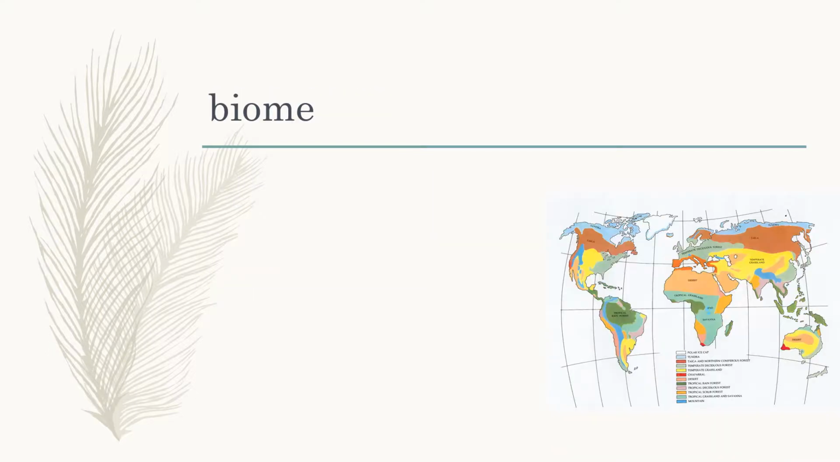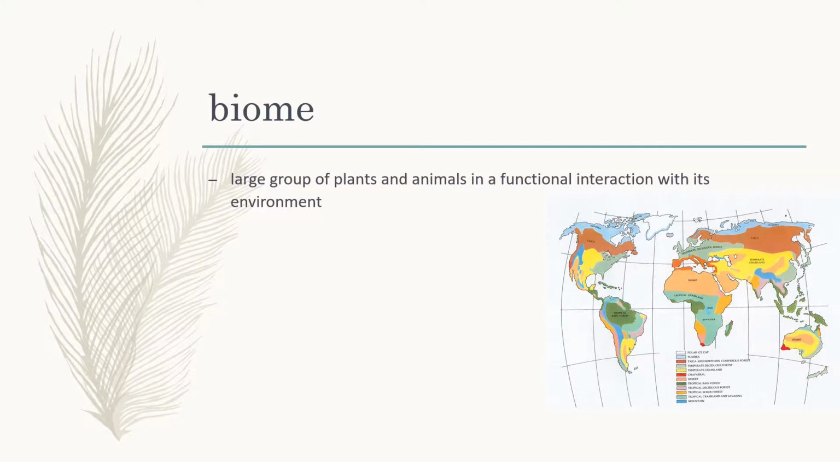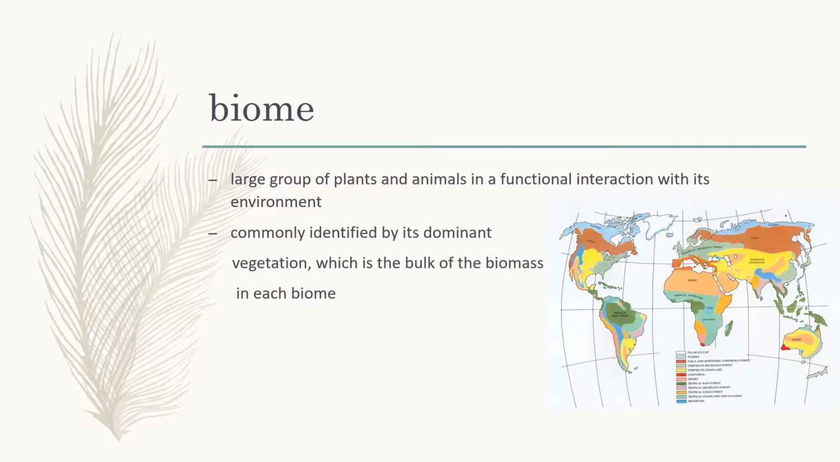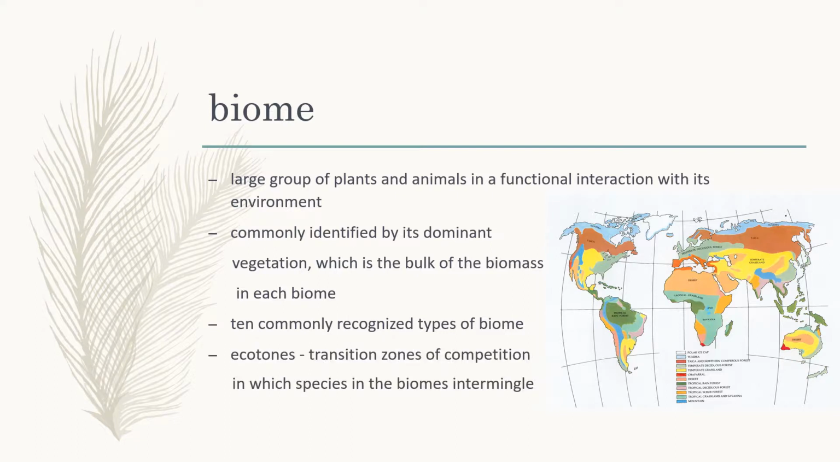On the other hand, we have biomes, which are a large group of plants and animals with a functional interaction with its environment. They are mostly identified by their dominant vegetation, which makes up the majority of its biomass, or the total weight of plant and animal organisms. There are 10 types of biomes, which we will cover in detail later in the chapter. Between biomes lie ecotones, which are transition zones of competition in which they intermingle with each other.